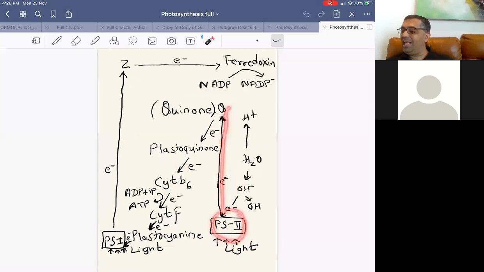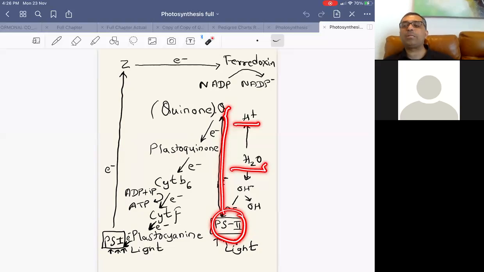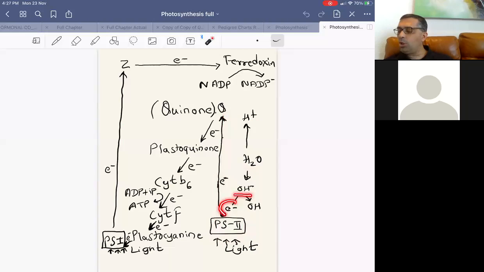Light induces breakdown of water. H2O splits to form H plus, proton, and OH minus, hydroxyl. So H plus and OH minus. Of OH minus, the electron goes from OH minus back to PS2 and brings PS2 back to a ground state.